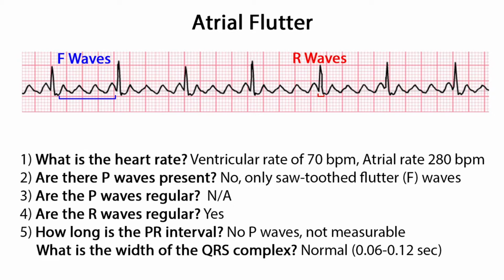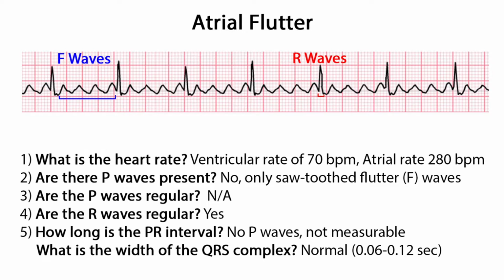Number 2, are there P waves present? No, only sawtooth flutter, or F waves. The atrial rate can be figured out by counting the number of F waves in the 6 seconds and multiplying by 10. There are 28 F waves, so the atrial rate is 280 beats per minute.